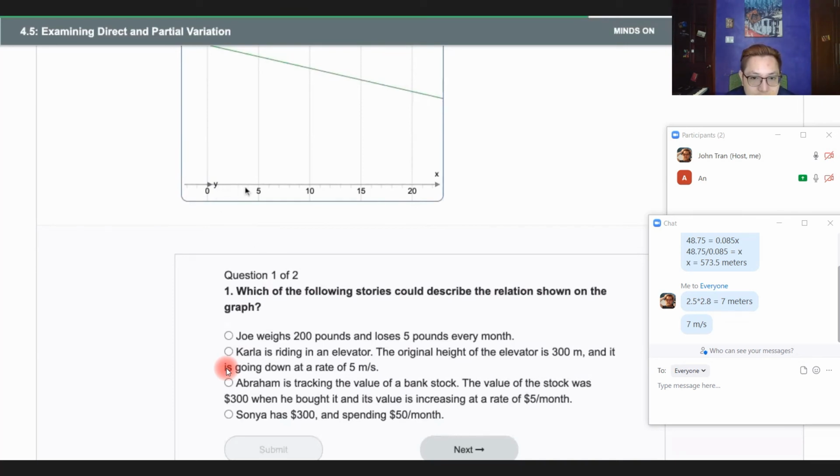So 5, 10, 15, 20. Wait. 5, there should be no 25 indication.